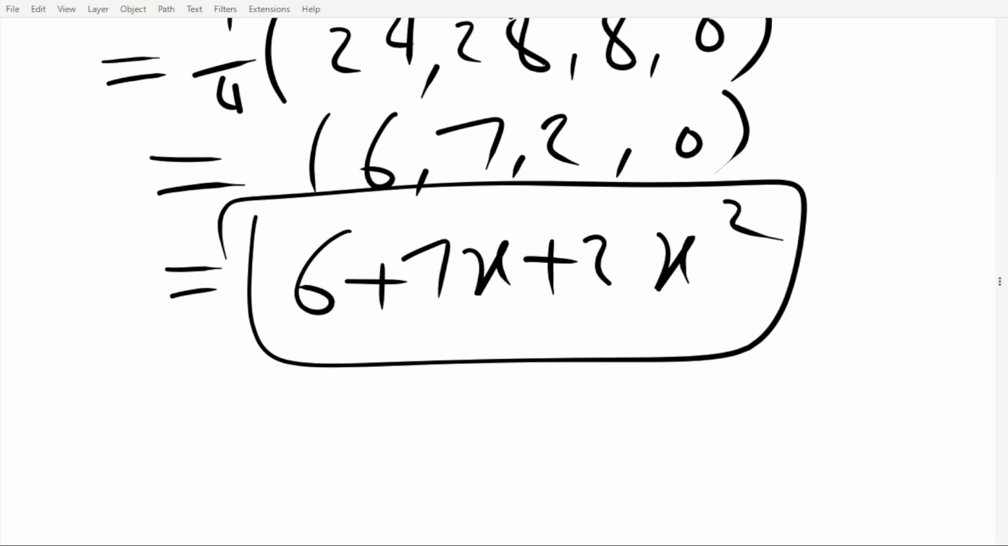So the same idea we can use to apply to integers also. Same idea is used.